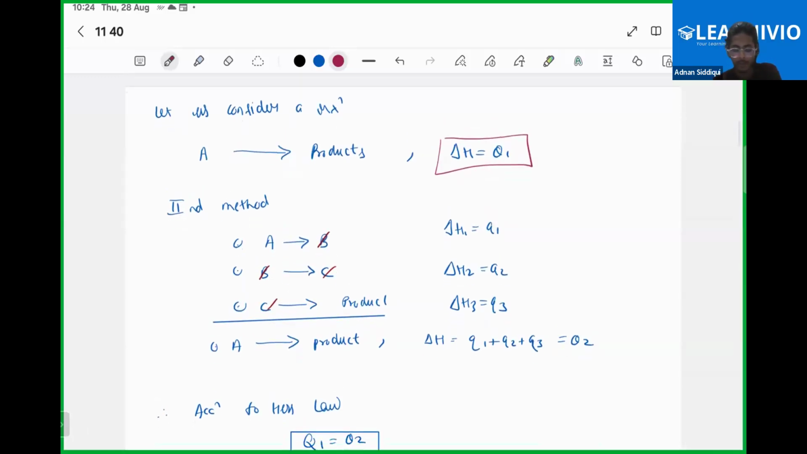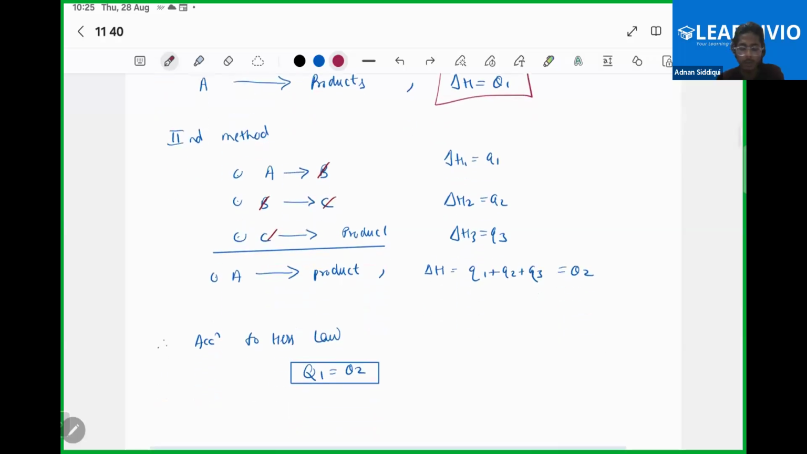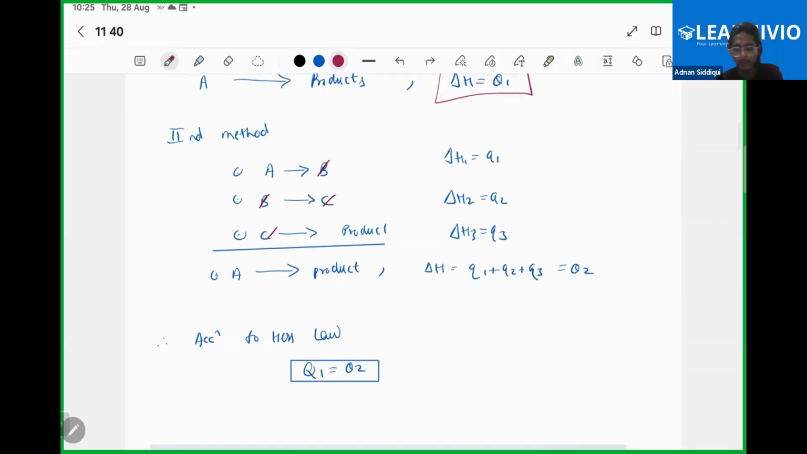Again, we will do this: A to B, B to C, and C to product. Then ultimately the net reaction is giving you A to product, and A to product is your delta H. And delta H is nothing but the sum of these three. If I am saying my delta H is Q, then I can say Q1 plus Q2 plus Q3 collectively as Q. So according to Hess law, Q is going to be equal to the sum of Q1, Q2, and Q3.